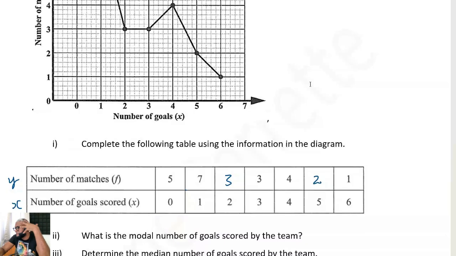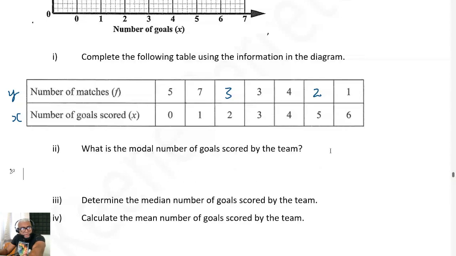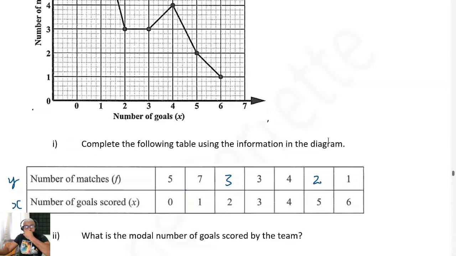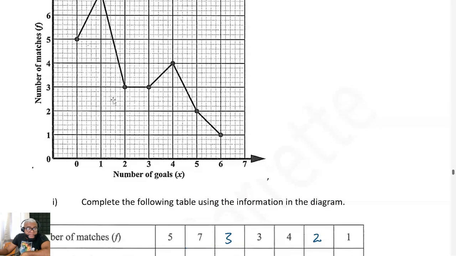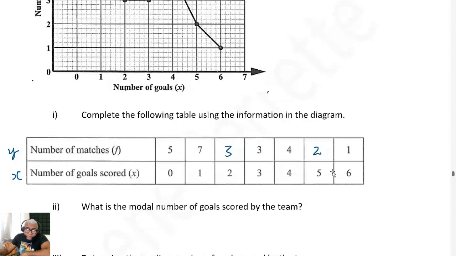When you all do these questions, it's only from this year that I saw that they actually did it like this. So what is the total number of goals scored by the team? What's the most amount of goals scored by the team, guys? 6. So the modal number of goals, right? These questions let's be a little different, eh?